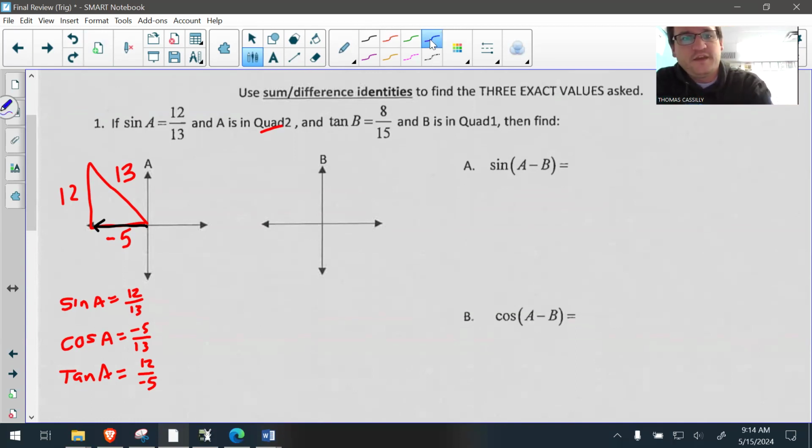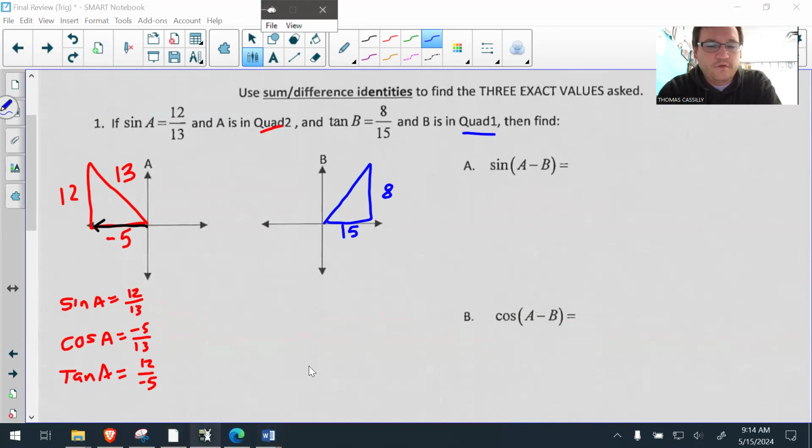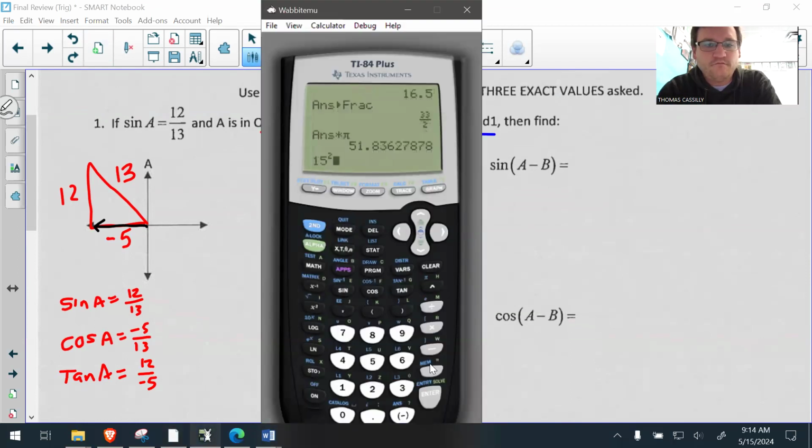Now, the next one is the tangent of B, and that is in quadrant 1. So that's going to be over here. And again, the tangent is opposite over adjacent. Just be very careful when you're setting these things up. And then Pythagorean theorem to get the next one. I actually don't know this one. So we got 15 squared plus 8 squared, and it's going to give us 289. I think that's 17. Square root of 289 is 17.